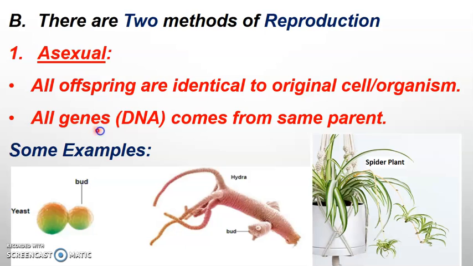And then all genes or DNA is coming from that exact same parent. So there's two classes in which asexual reproduction can go, or two categories that we can look at. And some of those examples you can see down here. All right, one of them is called budding.